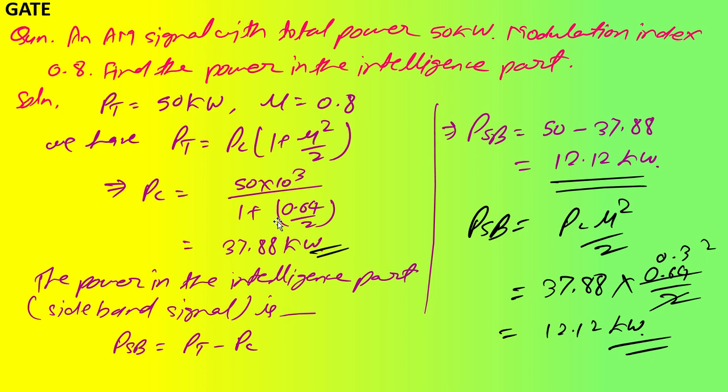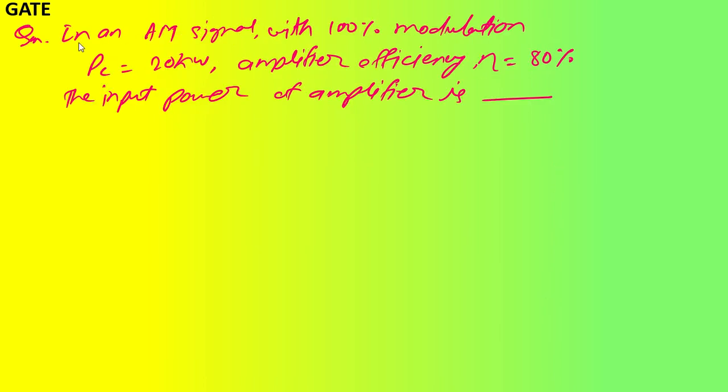We'll solve minimum 10 questions in each video, so that you have a complete understanding of all the kinds of problems that will be asked. In this question, in an AM signal with 100% modulation and carrier power 20 kilowatt, the amplifier efficiency eta is 80%. The input power of the amplifier is?